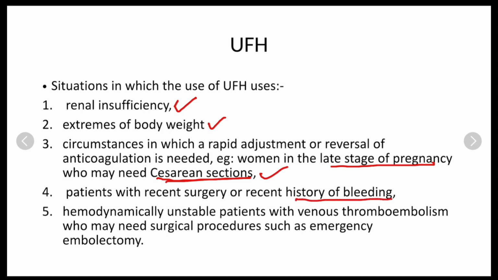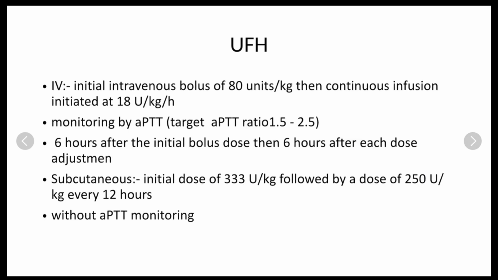Also in patients with recent surgery or recent history of bleeding, and hemodynamically unstable patients with venous thromboembolism who may need a surgical procedure, like emergency surgical embolectomy, which may be required within 2 to 3 days. So we should prefer unfractioned heparin in those cases: renal insufficiency, extremes of body weight, circumstances where rapid adjustment is needed, recent surgery or recent bleeding history, or if we need surgery in the future.